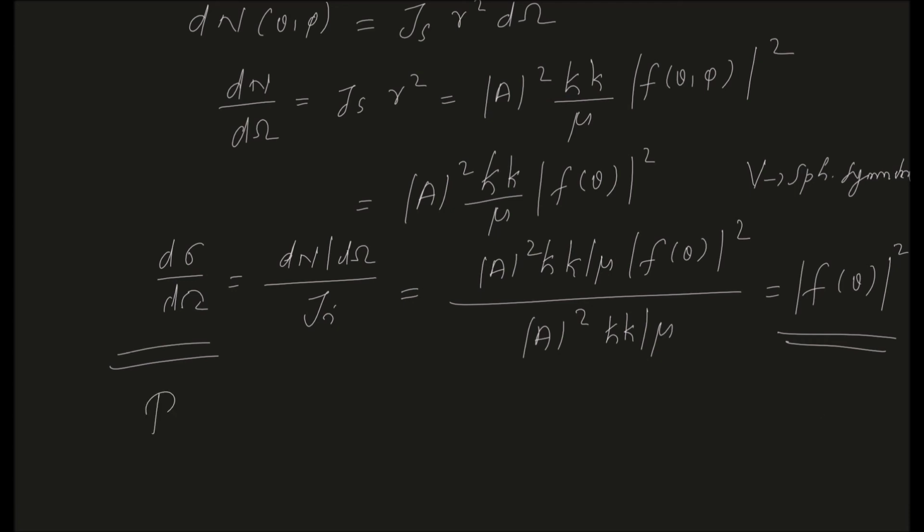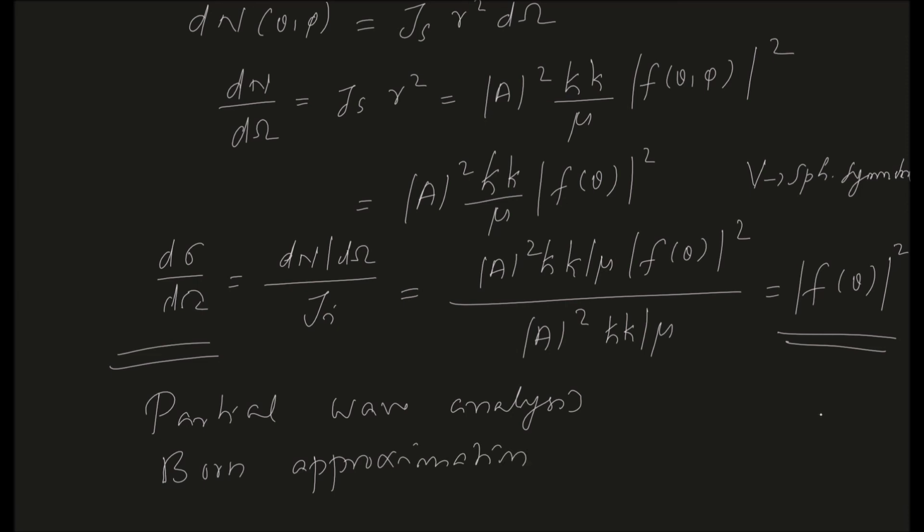One is the partial wave analysis, and the other one is called the Born approximation. So we will be discussing these two techniques of finding an expression for the scattering amplitude.